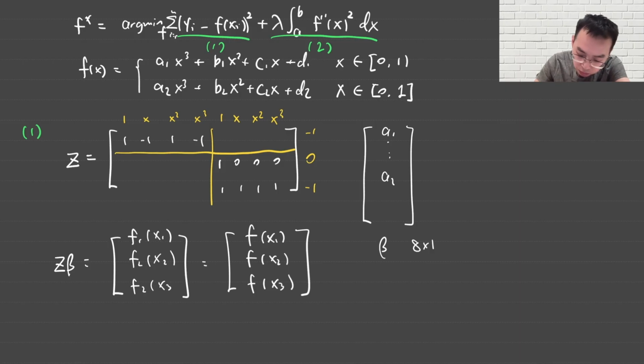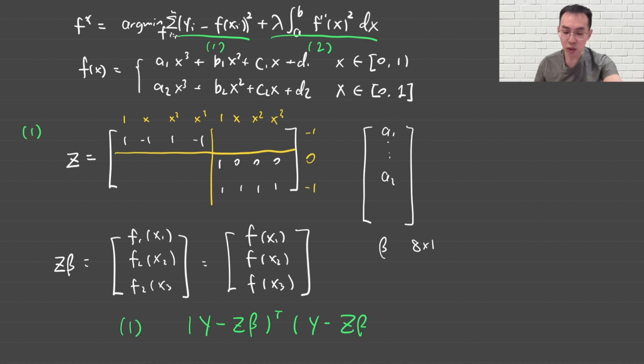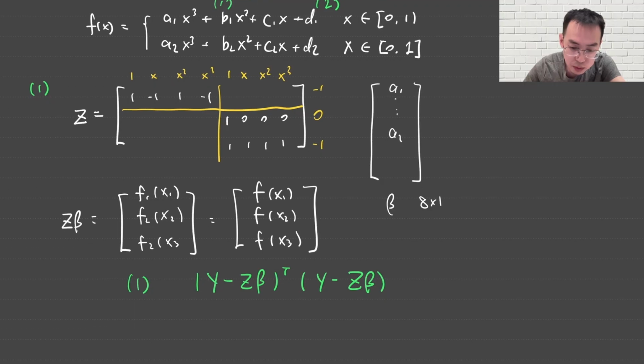So this whole term here becomes (y minus z beta) transpose (y minus z beta). This is really nice because it looks just like our linear optimization function, least squares. Now let's see what we can do with the second term.